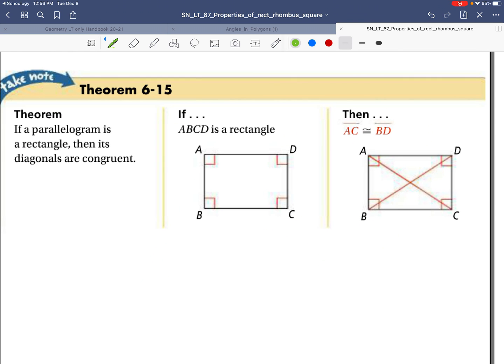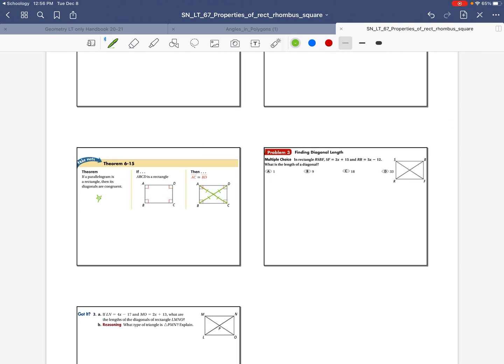If a parallelogram is a rectangle, then the diagonals are congruent. This is a big one. If you have a rectangle, then you know that these diagonals will be the exact same length. What's really cool is because a rectangle is a type of parallelogram, and you know opposite sides are parallel, and you know the diagonals bisect each other, it means that all 4 of these sections are congruent because you have a rectangle.